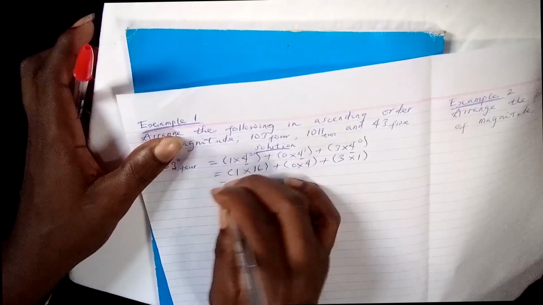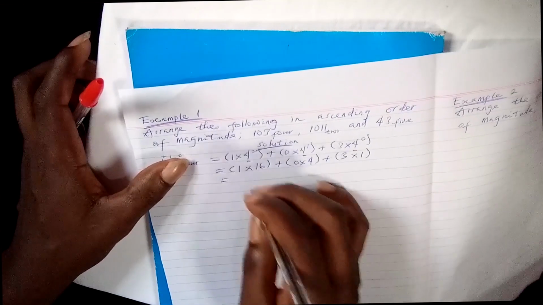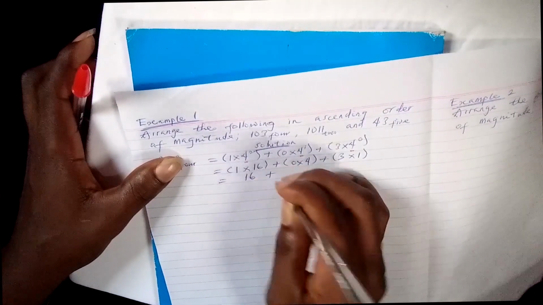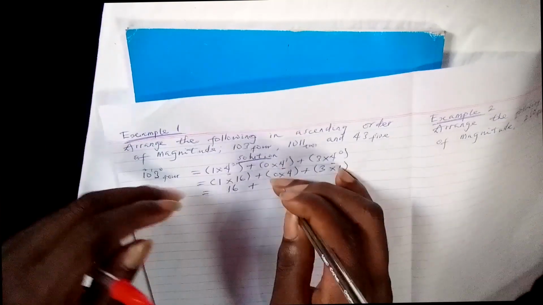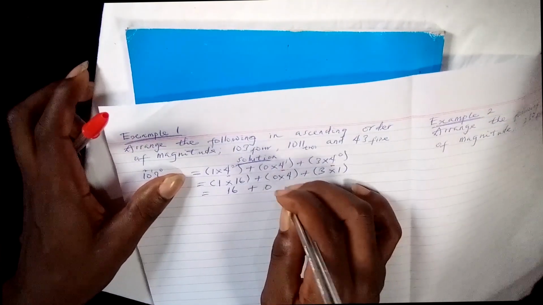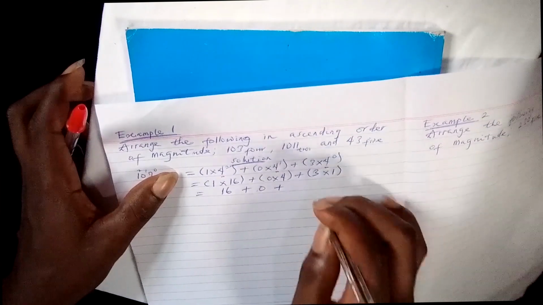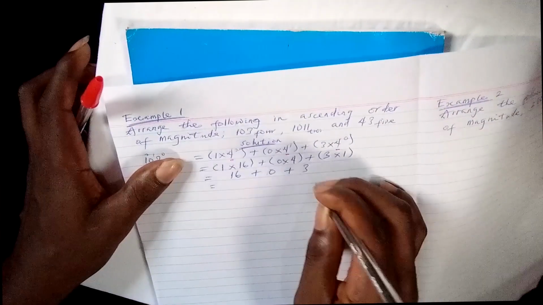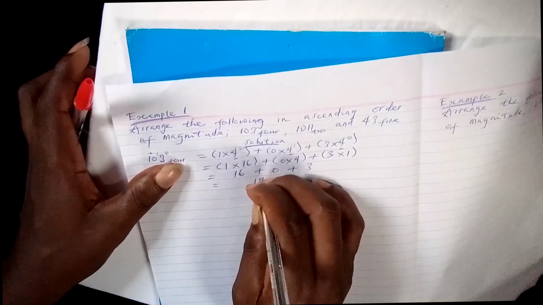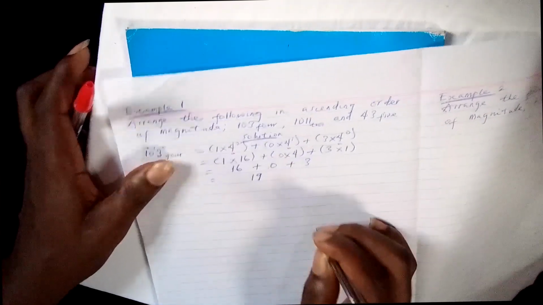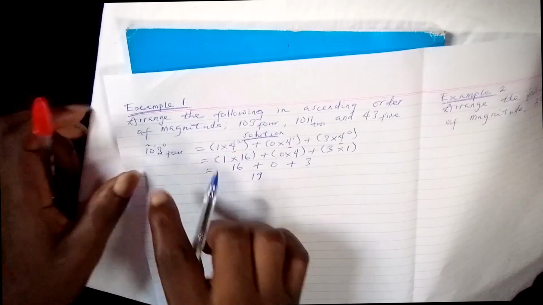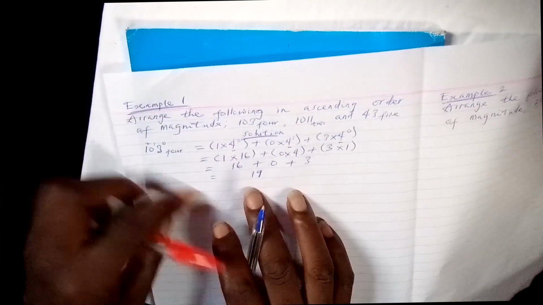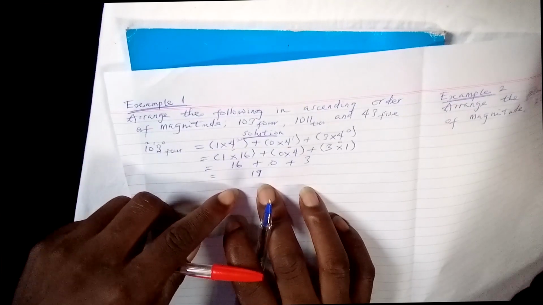We continue simplification. 1 times 16 will give us the same 16 plus any number times 0 is 0 plus 3 times 1 will give us 3. Now 16 plus 0 plus 3 will give us 19. Now immediately we change 103 base 4 to base 10. We got 19 in base 10.